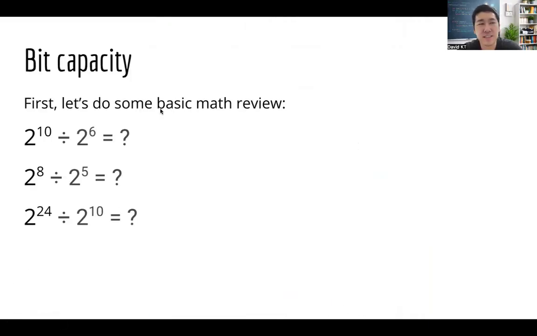Next topic is this. Can you read here? This is called bit capacity. First, let's do some basic math review. So this is probably around middle school math level.